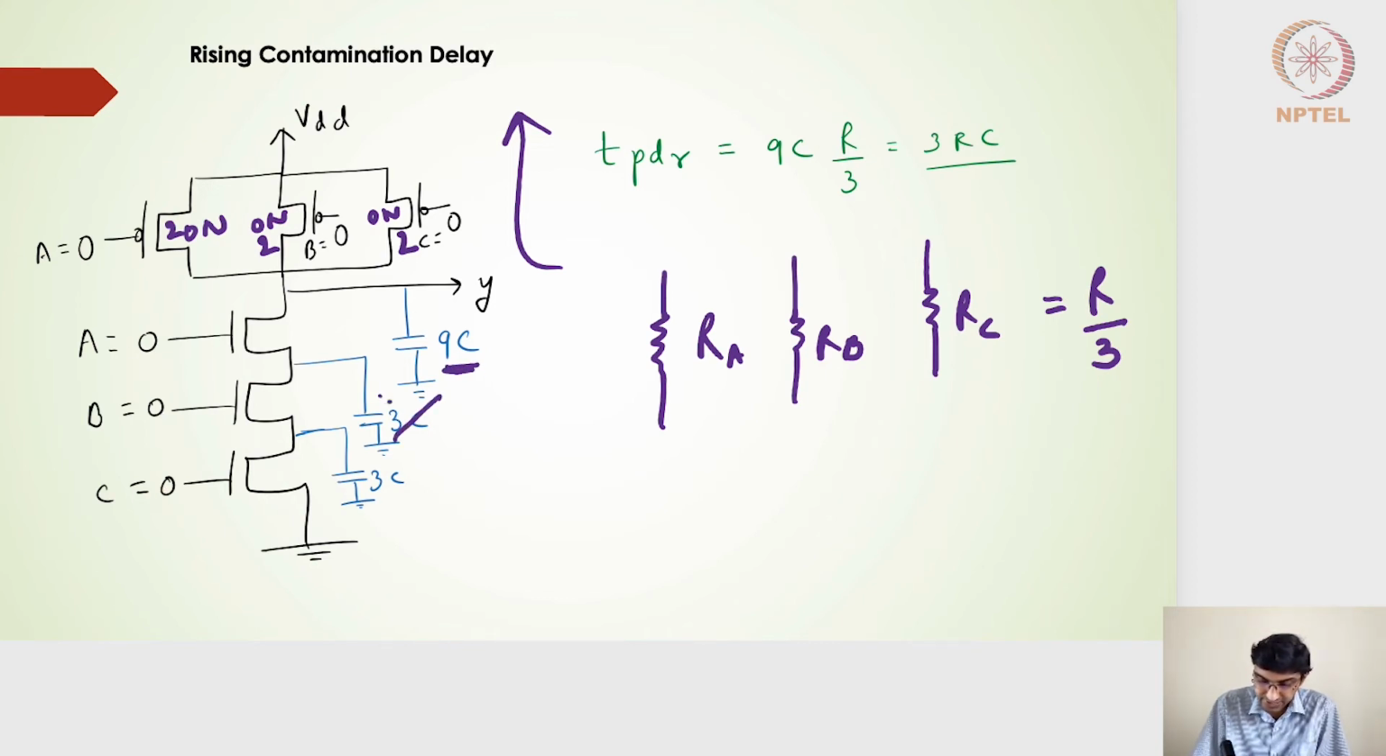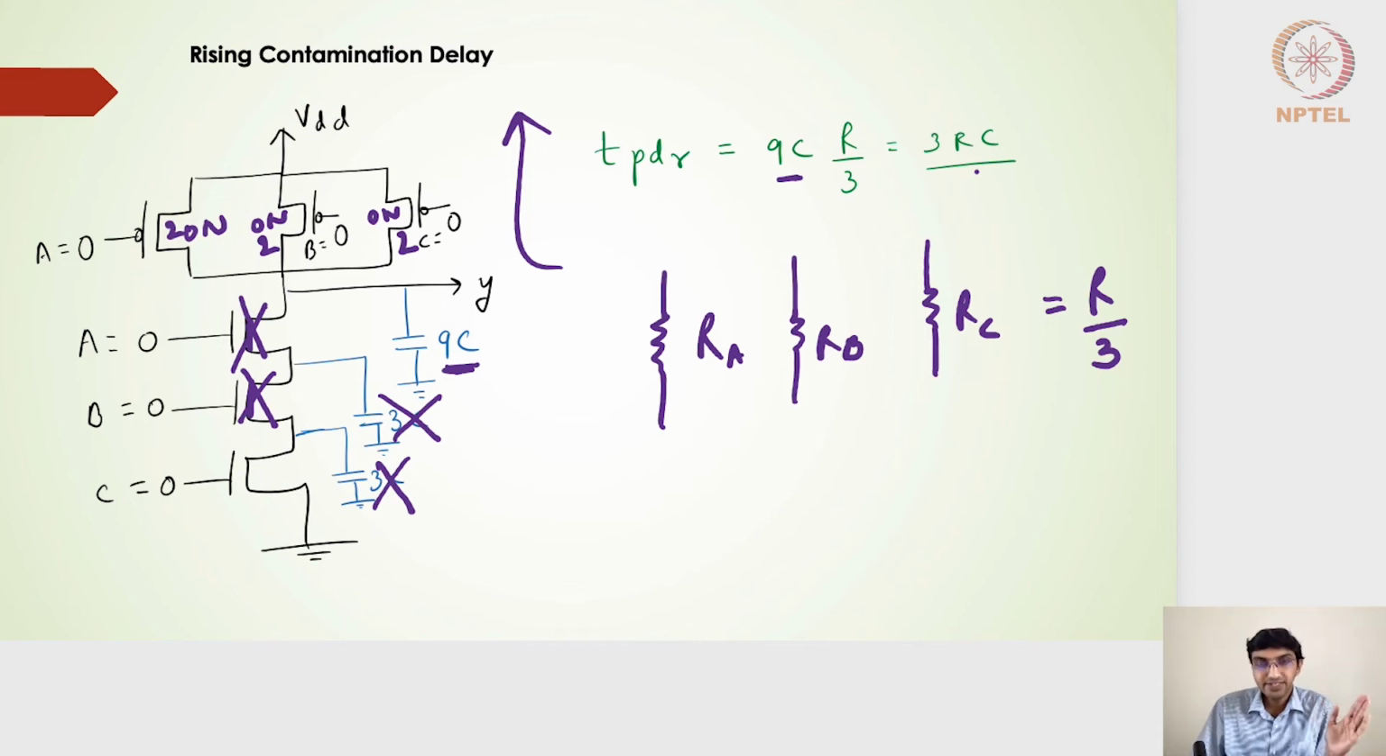If this is 0 and this is 0, we will not consider this 3C capacitance, because there is no charging path. There is no path here, so this 3C capacitance cannot charge. This particular path is not there, and this one is also not there. So the only thing that sees the charging path is the 9C capacitance. So we will have 9C times R by 3, which gives me 3RC. That will be the rising contamination delay.